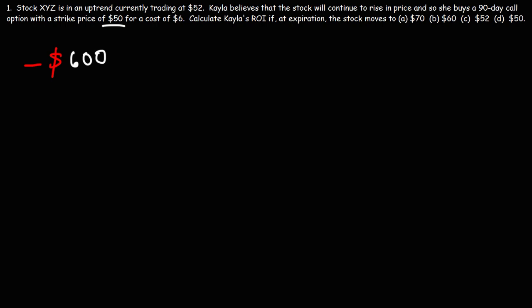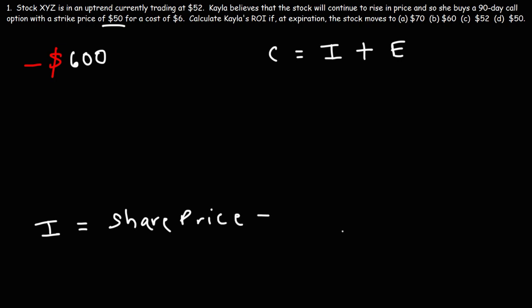Now, before we calculate the return, let's talk about the pricing of this particular call option. As mentioned before, the call option is equal to its intrinsic value plus the extrinsic value. To calculate the intrinsic value of a call option, it's going to be the difference between the share price, or the price of the stock, and the strike price. Notice that we have a positive sign near the share price. This means that as the share price goes up, the intrinsic value of the call option goes up.